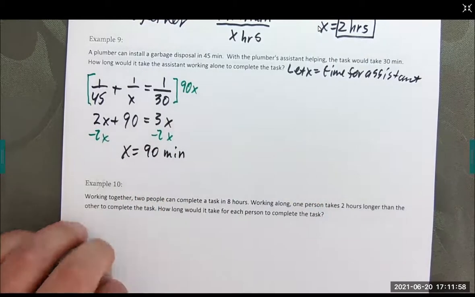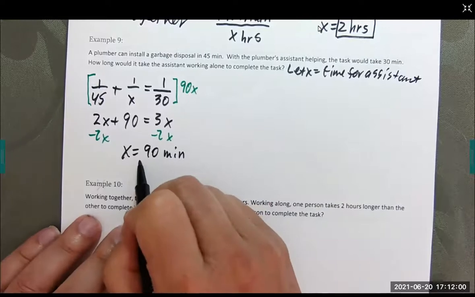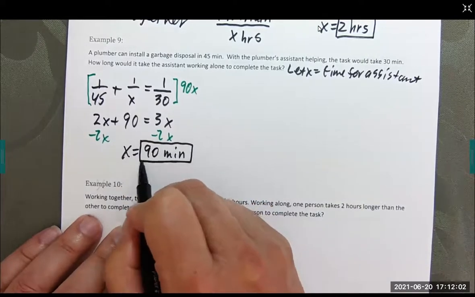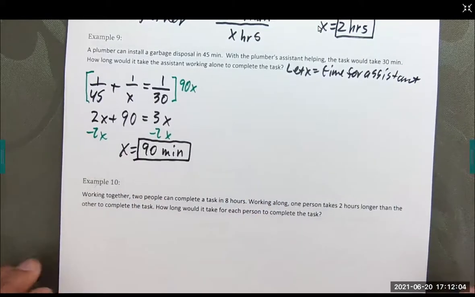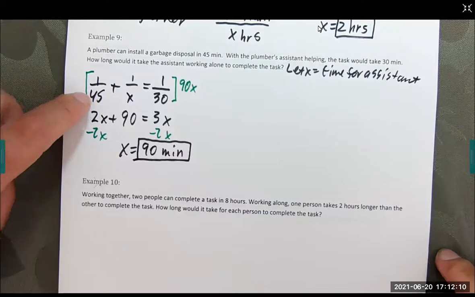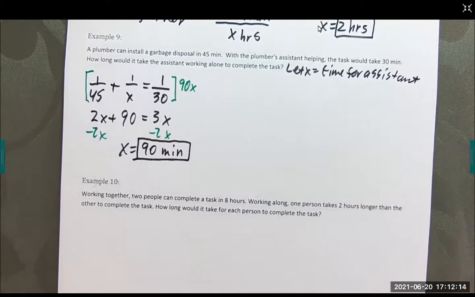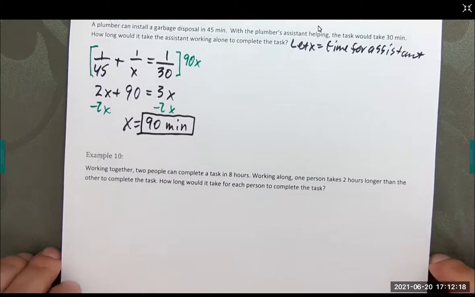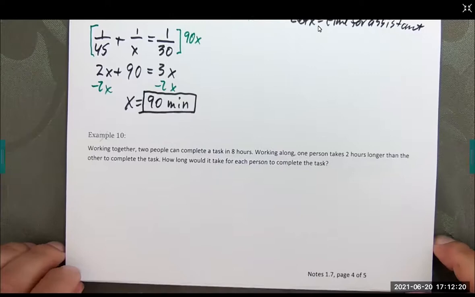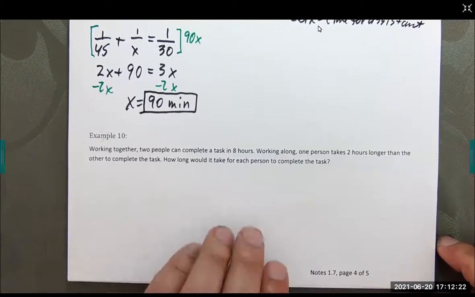And it stands to reason that the assistant is going to take longer than the plumber, since the plumber most likely is more experienced. So it's going to take him or her about half the time it would take the assistant by him or herself. And then together, 30. Number 10 is a little challenging. I'm not going to put it in this video, but I offer it to you as a challenge problem.